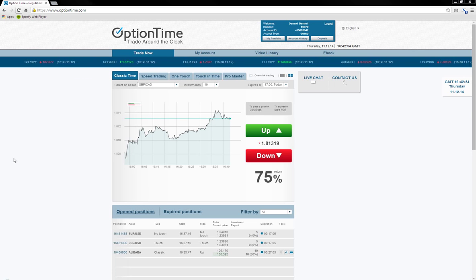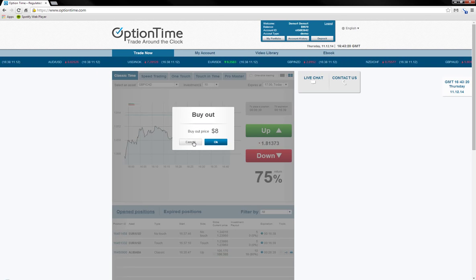They have a pretty clean interface. They are also a relatively new broker. No bad reviews or anything on them quite yet. They offer 5 different ways to trade: classic time, speed trading, one touch, touch and time, and pro master. I'll go through each one of those one at a time.